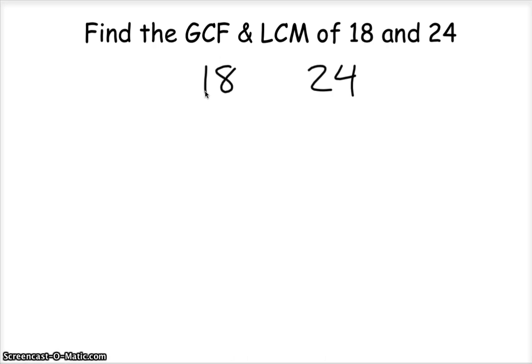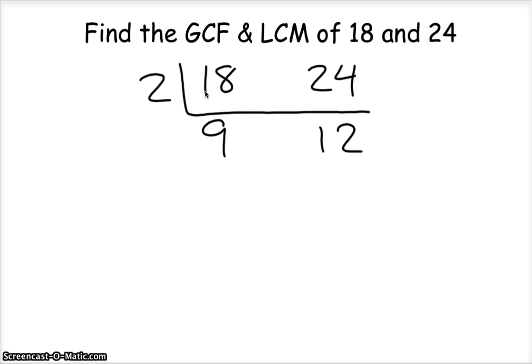My next step is to try to figure out what they have in common as far as factors. What are both numbers divisible by? In this case, 18 and 24 are both even numbers, so we can take a 2 out. If I divide 18 by 2, I get 9. And if I divide 24 by 2, I get 12.